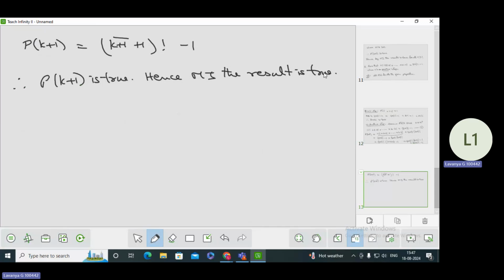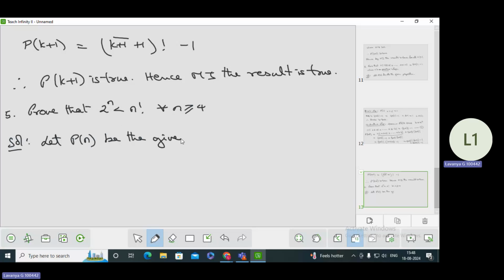Now let us see some problems where we may have to think a bit. Okay, so this is our fifth example. Prove that 2 power n is strictly less than n factorial for every n greater than or equal to 4. See, here our basis, what number should we consider our n naught to be? Here the range starts only from 4. So n naught will be 4. Okay. So as usual, let P of n be the given proposition.